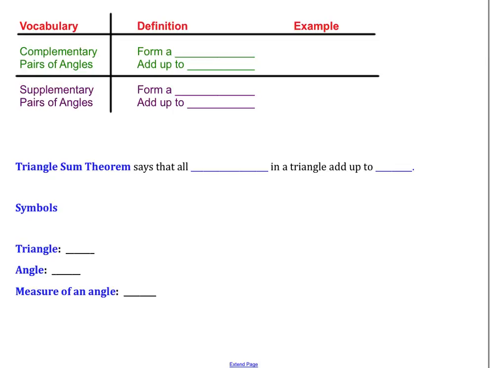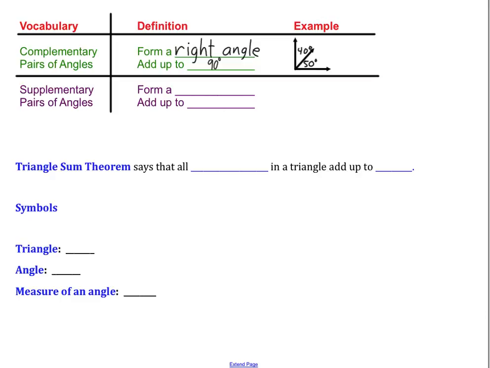We're going to talk about sums and differences as they are used in geometry. One place we see sums and differences a lot is when we're dealing with angles. For example, a complementary pair of angles might look like this. When you put them together, they form a right angle, so they add up to 90 degrees. Any pair of angles that adds up to 90 degrees is a complementary pair of angles.